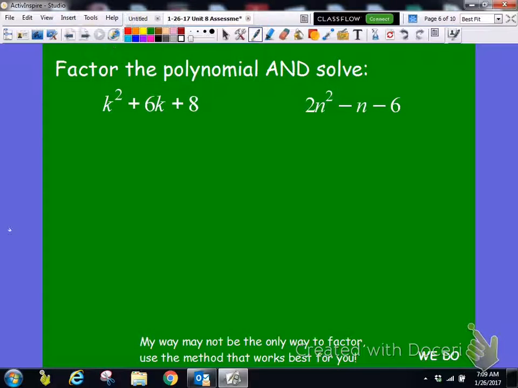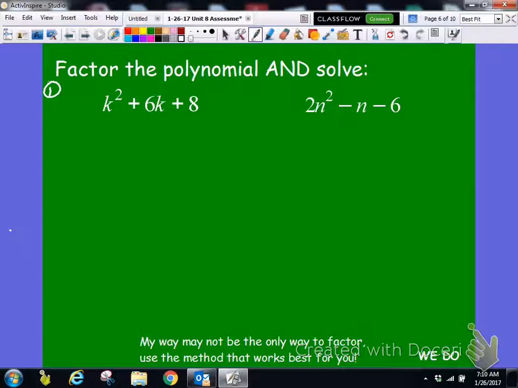Alright, now we're going to look at factoring polynomials and solving them. Now, I want to emphasize down here at the bottom, my way may not be the only way to factor. Just use the method that works best for you. As long as your problem is mathematically sound, you can get to the final answer. Alright, so let's look at problem number 1 right here. K squared plus 6k plus 8.